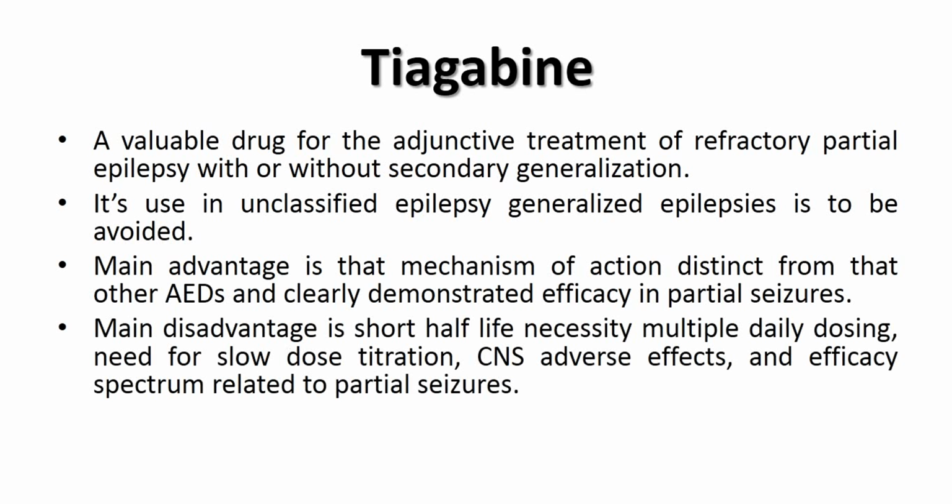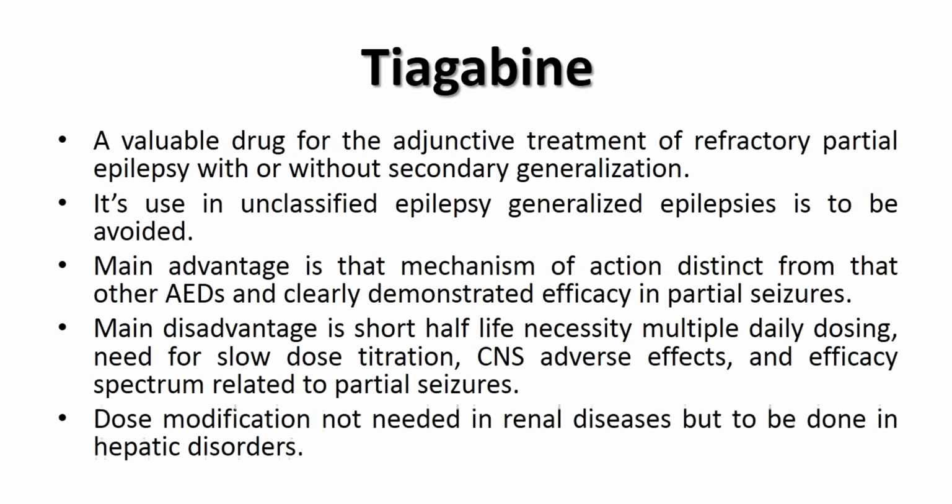The main disadvantage of this drug is its short half-life, and this shorter half-life necessitates multiple daily dosing. So, one has to take more pills per day, and there is also a need for slow dose titration. There are CNS adverse effects, and the efficacy spectrum is related to partial seizures. These are some of the pharmacological disadvantages, and in such cases you need dose modification, which is not needed in renal diseases.